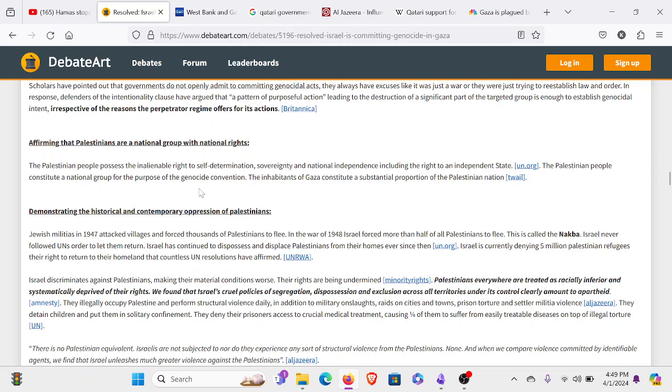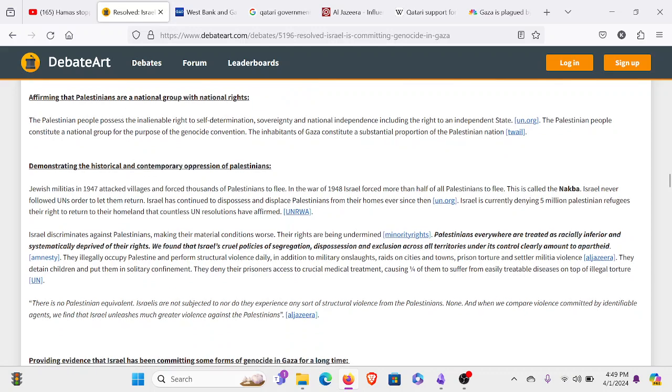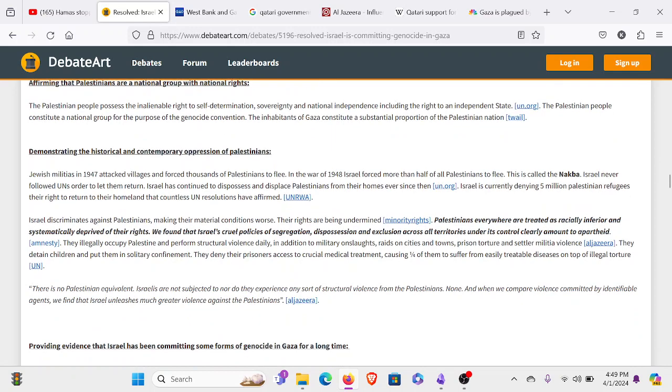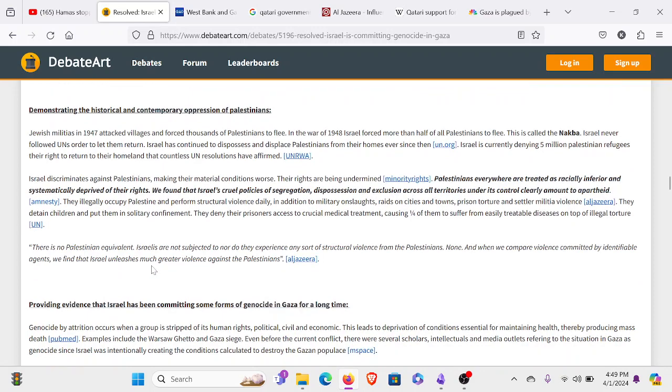Maybe some other time I can get into why the right of self-determination is obviously wrong, and why a lot of these things he's mentioning here just don't apply to Palestinian people. But just know that it's pointless to bring up. There's no point in it. Demonstrating historical and contemporary oppression of Palestinians. Dude, your burden is to prove genocide, not oppression.